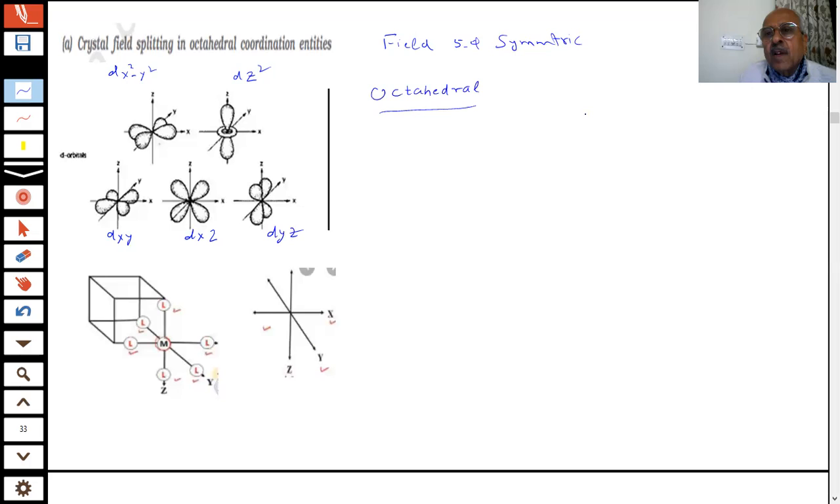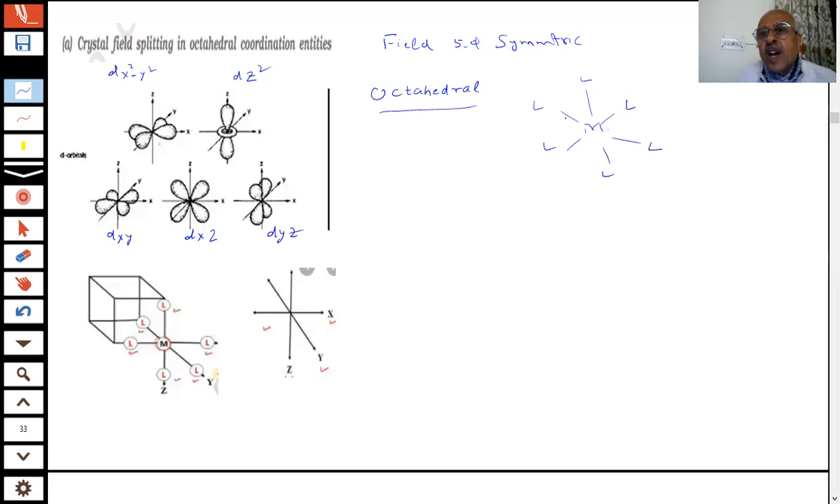If this is our metal, how do you draw the octahedral? The ligands are here, here, here, here, here. I am not showing any bond in this, because here is the electrostatic model. These are point charges. I am not talking about bond formation, but I am saying the ligands are approaching.